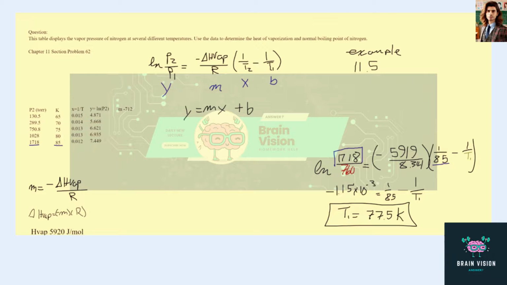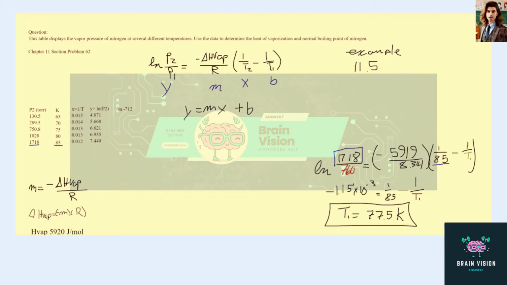Okay, I kind of solved here. If we take the natural log of 1718 over 760, that gives us negative 1.15 times 10 to the minus 3 after it has been divided by minus 5919 divided by 8.314. So when you solve this first math equation, that's going to be equal to 1 over 85 minus 1 over T1. Flip that, rearrange it, and here you go.